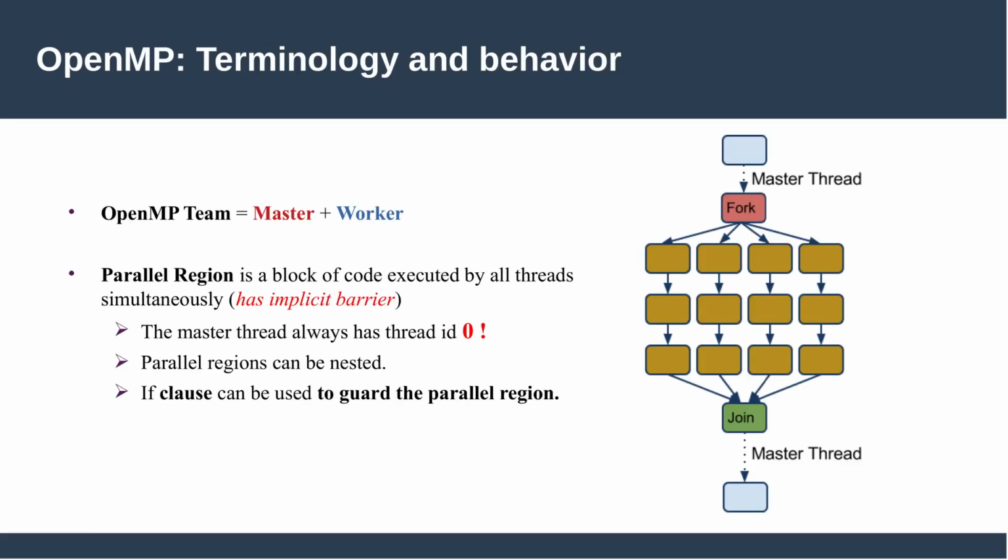OpenMP operates with a team structure, consisting of a master and worker threads. A parallel region is a code block executed by all threads simultaneously, featuring an implicit barrier. The master thread is always assigned thread ID 0. Parallel regions can be nested, and the if clause can control their execution.